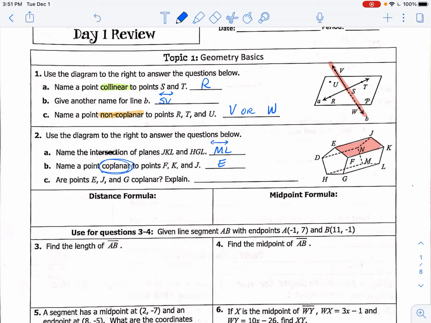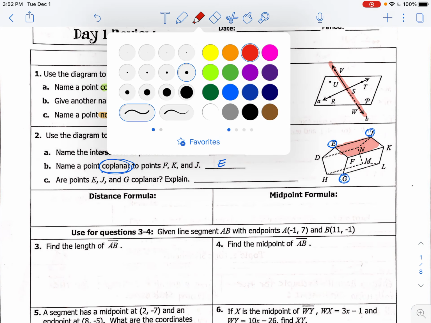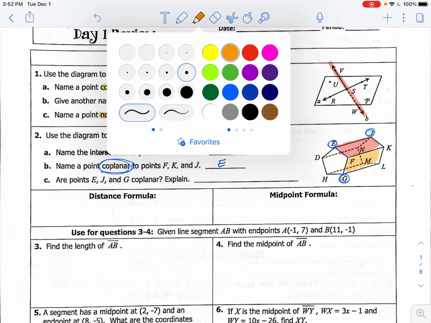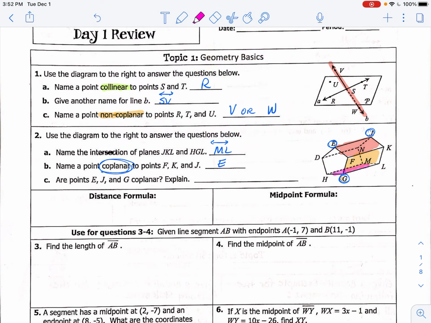Letter C, are points E, J, and G coplanar? So let's see. We've got E is right here, J, and G. Can I draw one plane that will capture all three of these? No, because it looks like E and J are on this plane here, and then G is the corner here. So it could be on this plane here, or it could be on that bottom plane as well. So I'm going to say no, because G is on a different plane.